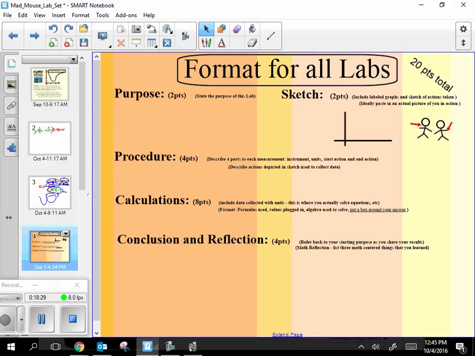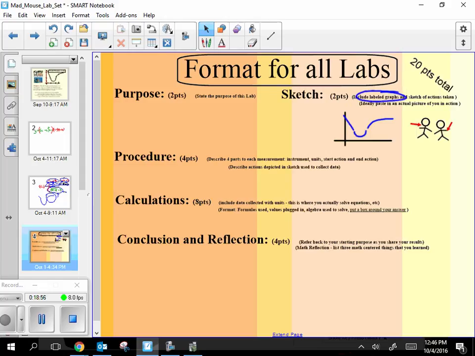Next thing, the sketch. Notice the sketch says include labeled graphs. When you take a picture with your calculator, which, yeah, you're going to use a picture on your calculator, it's going to be like this. When you take that picture, it's not going to have labels. So paste it into your document, and you better put labels on it, otherwise you're going to lose points. Because it says right here, you got to have labels.